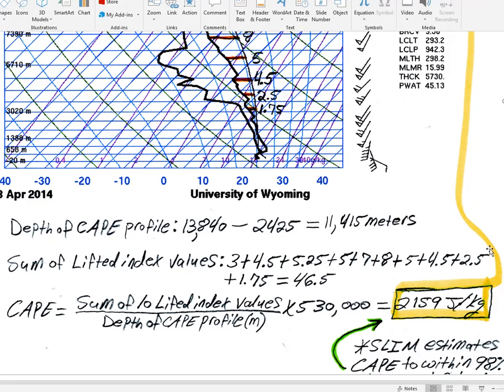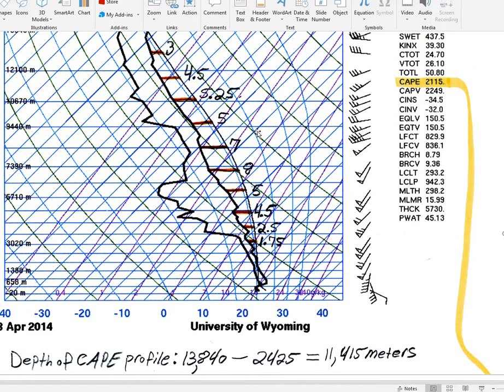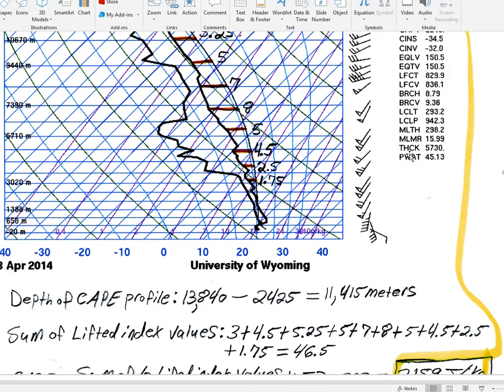And in this example, you see I came up with 2159 from this equation using this method, the slim method right here. The actual value computed by the computer algorithm for the sounding was 2115.